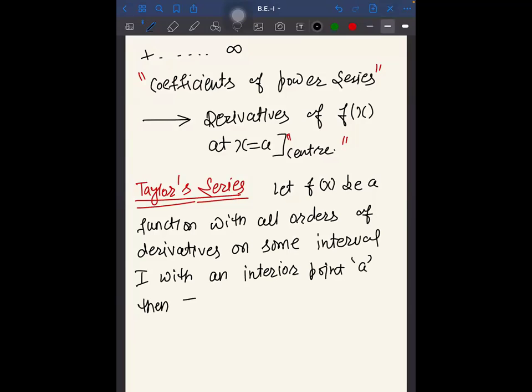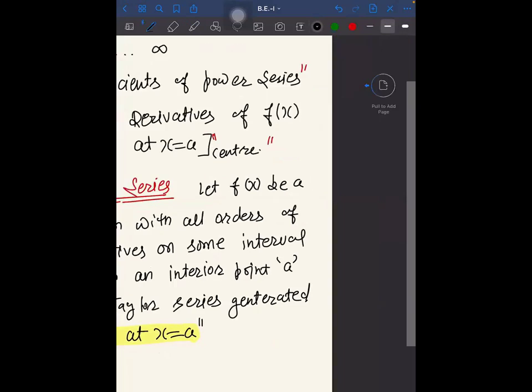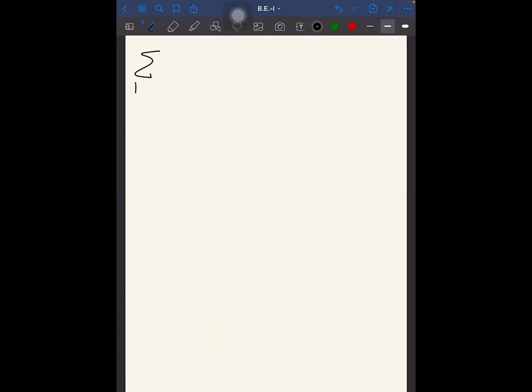Then the Taylor series generated by f at x is equal to a. Always keep in mind, when I use this terminology, I'll say that this is the Taylor series generated by f at x is equal to a, and it will be defined as, on the next page, the sum as k runs from 0 to infinity of the kth derivative at a upon k factorial into (x minus a) raised to power k. That is something which we have already done, right?